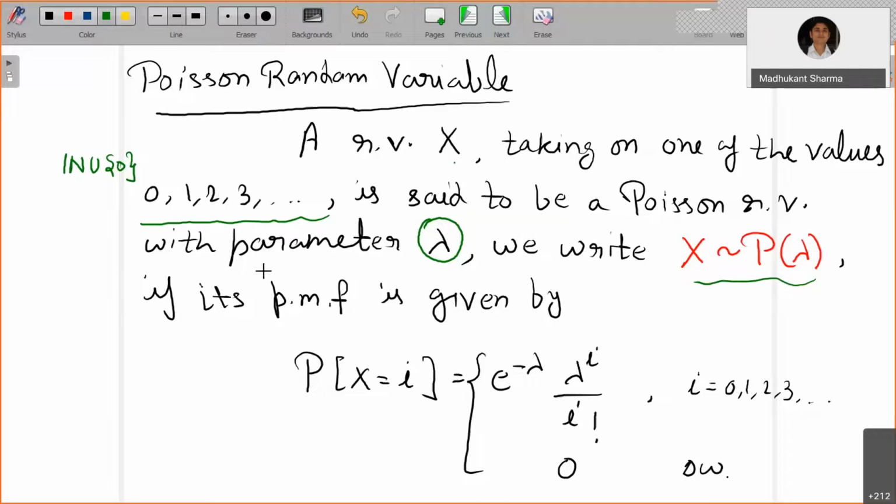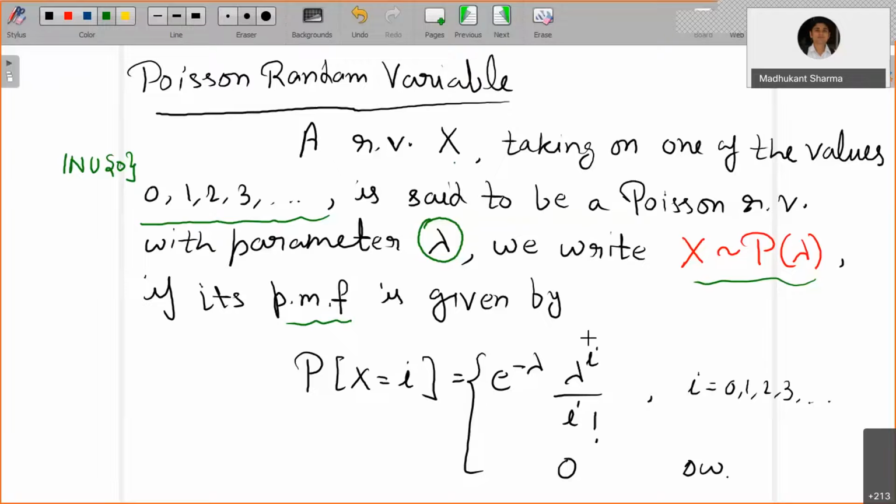It is again a discrete random variable because it is defined on values where x will take countably infinitely many values. It does not take values inside an interval, so it is still a discrete case. So its probability mass function is given by this.